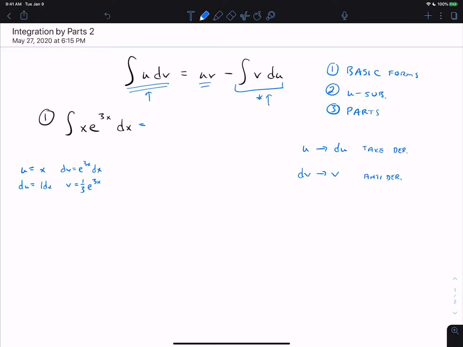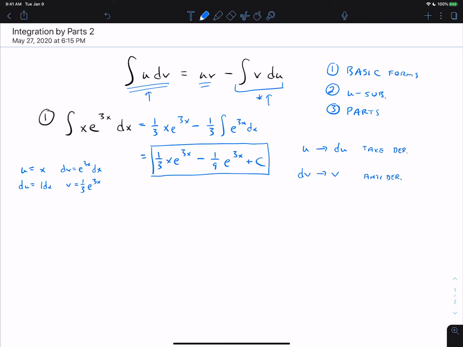When I multiply uv together, I get 1/3 x e to the 3x minus the integral of v du. So I pull the 1/3 out, and I get the integral of e to the 3x dx inside. Now that's 1/3 x e to the 3x minus 1/9 e to the 3x plus c. That's 1/9 because that last integral would be a quick u substitution where u equals 3x and du then would be 3 dx. So you multiply inside by 3 and outside by an additional 1/3. So that works well on that problem.